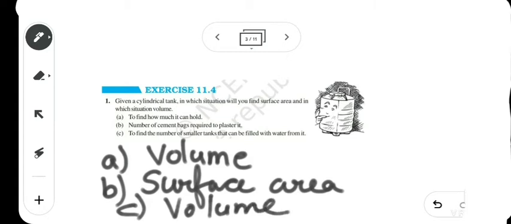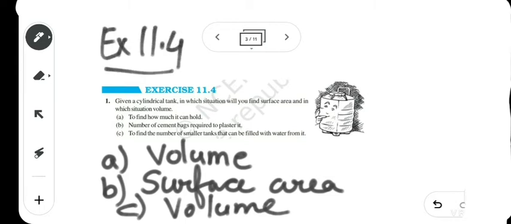So this is the answer for the first question of exercise 5.4. So we have started exercise 5.4. This is the first answer. So you note down this. Next question.